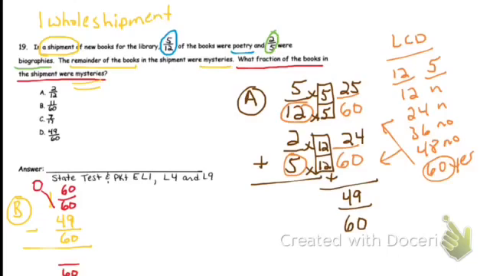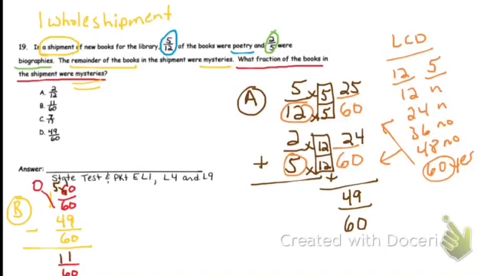My denominator stays the same, so it's 60. 0 minus 9, I can't do it, so I'm going to cross out the 6, make it a 5. That turns into a 10. 10 minus 9 equals 1. 5 minus 4 equals 1. So I get 11/60.